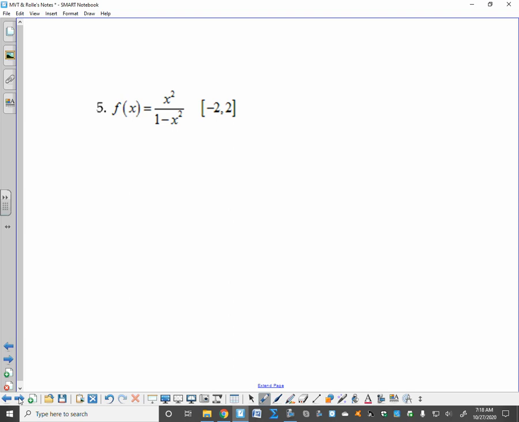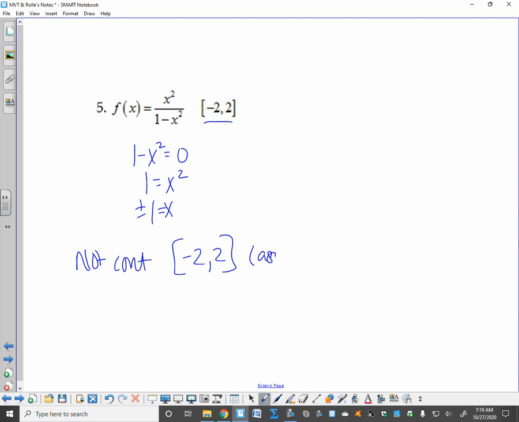Okay, this bad boy's got issues. Let's see. Looks like he's got issues at ±1. Oh, they're both in my interval. So he is not continuous. And then I'm going to put asymptote at x equals ±1 just because I'm communicating with them that I know that. So Rolle's theorem does not apply.